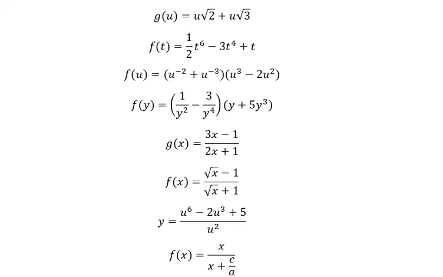Hello everybody. So today I will talk about calculus. The topic today is about derivative. So now I will show you how to answer.